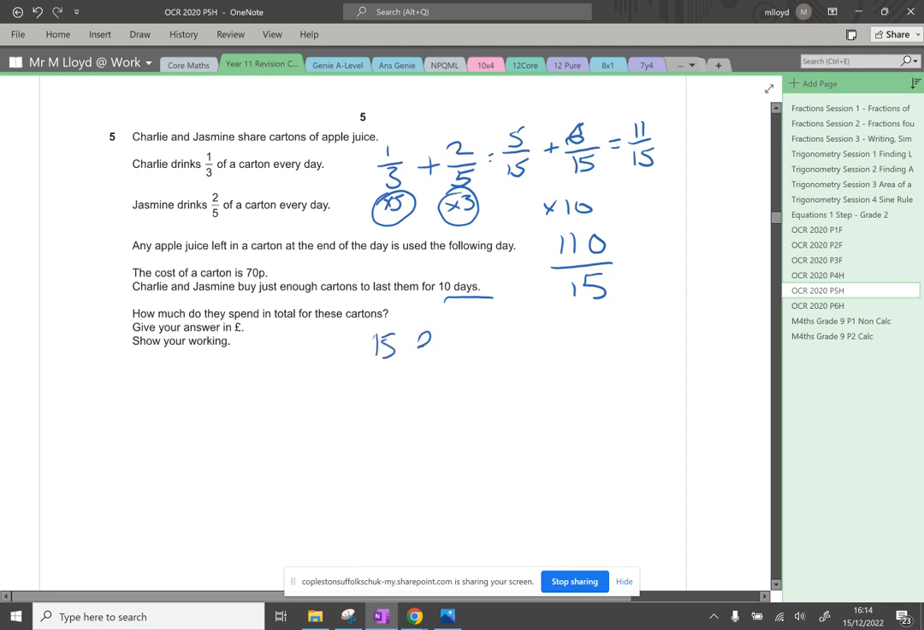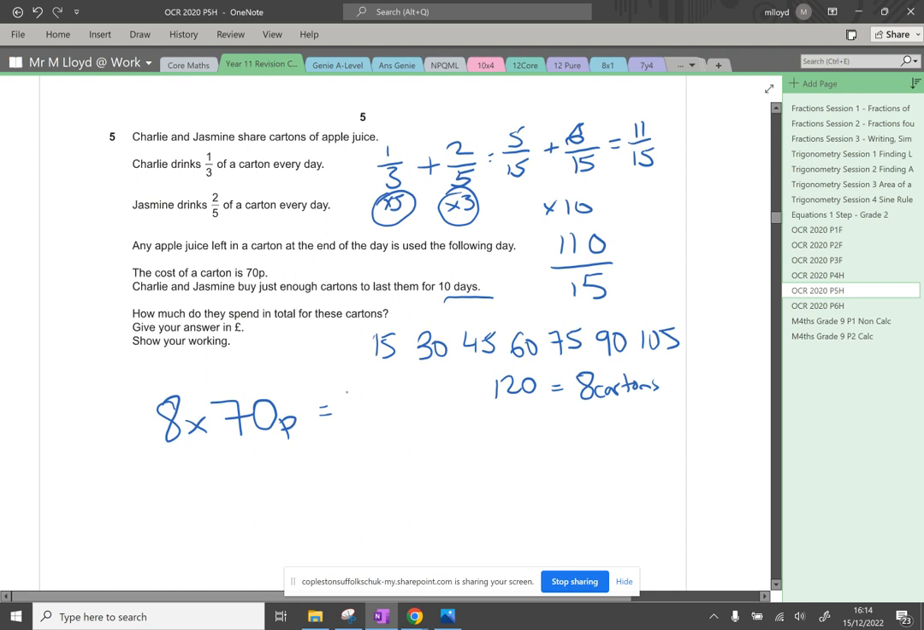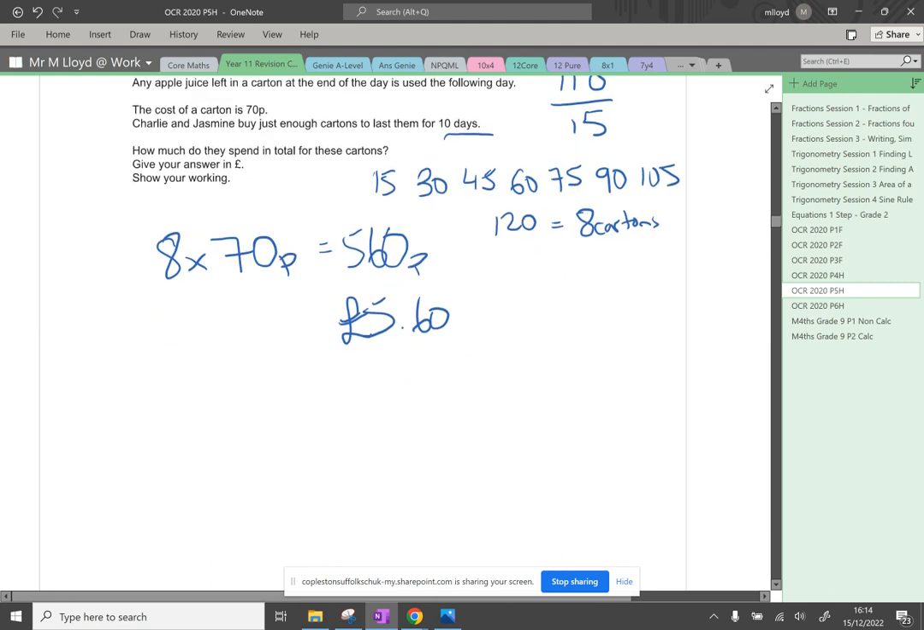So that's 1, 2, 3, 4, 5, 6, 7. And then 7 cartons isn't enough. So we have to go to 8 cartons in order to use the right amount. So 8 cartons. Now that 8 cartons is going to be multiplied by 70p. 8 times 7, 56. So 560 pence. And that'll be £5.60. Okay, £5.60.